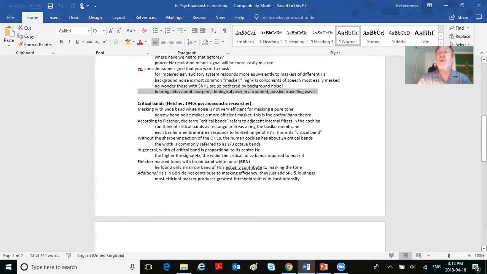Here comes another break now. We'll leave upward spread of masking alone. Let's look at what they call critical bands. Critical bands. This determines the width of the narrow bands of noise, the widths. So let's look at it in a picture.